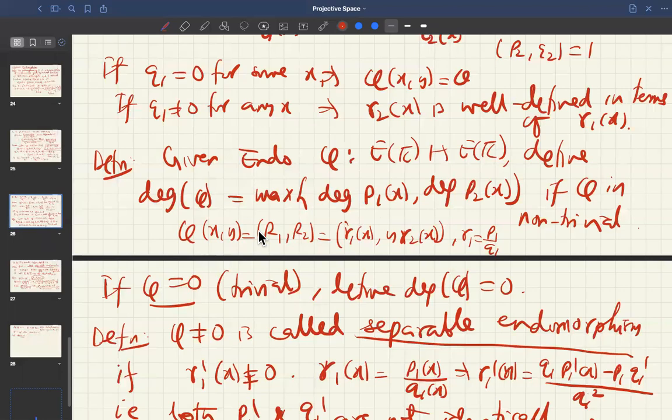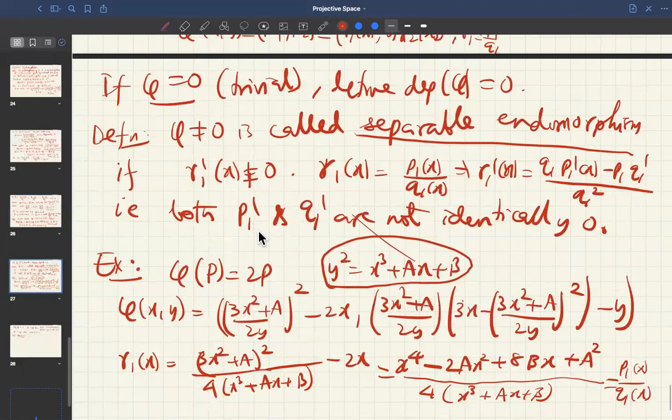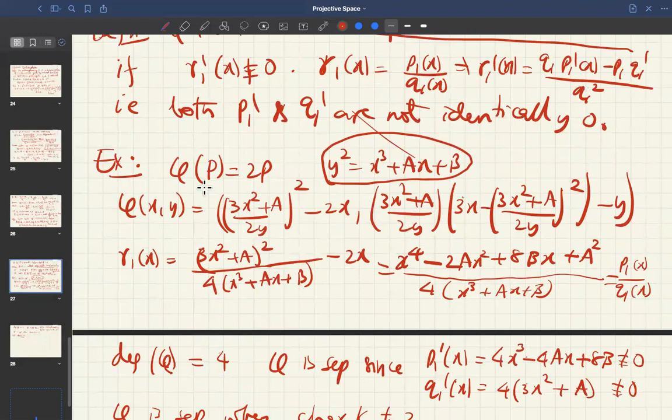Sir, how did you get degree 4 in the example? Yeah, so the phi function is given by this polynomial. So r1 is 3x squared plus a by 2y squared minus 2x, which you can write, since y squared is this, so 4y squared you can write as 4 times this. Then you have this polynomial of degree 4 over degree 3. You say we have to have p1 and q1 co-prime, and one can see that these are actually co-prime.